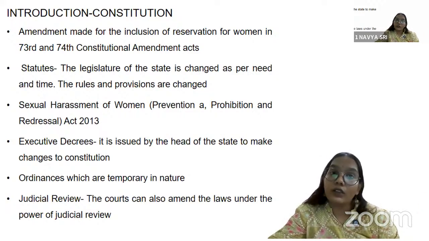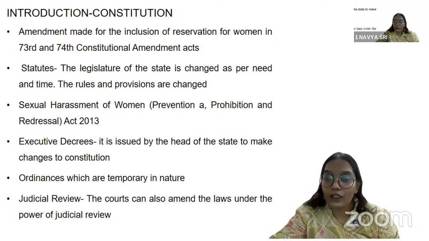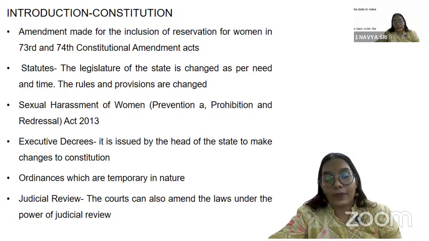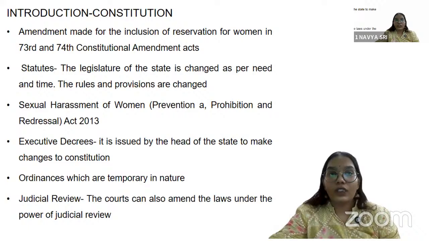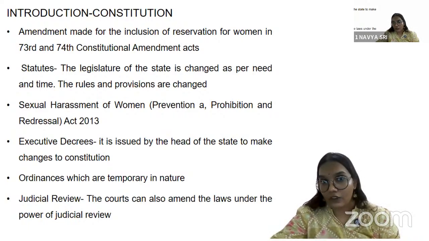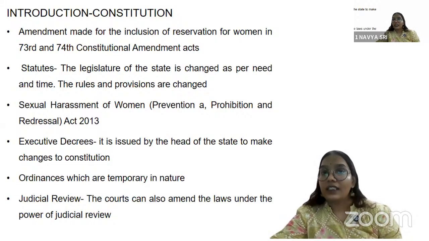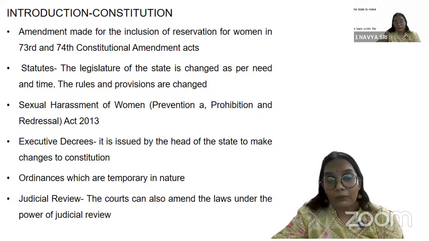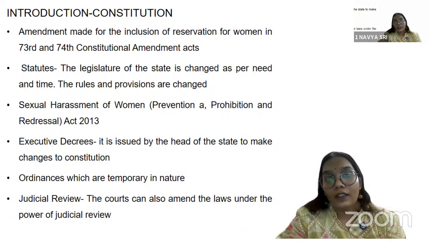And the next one is executive decrees. Executive decrees are issued by the head of the state to make changes to the constitution. So what are these executive decrees? For example, ordinances: ordinances by the president, ordinances by the governor. These are called executive decrees, and these are temporary in nature. Why are they temporary in nature? These executive decrees are passed only during a time when the House is prorogued or not in session. We have the winter session, monsoon session, right?